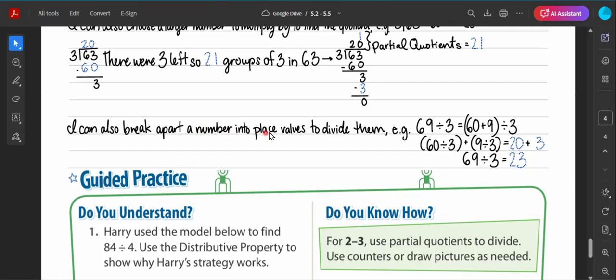I can also break apart a number into place values to divide them. So here's another example, 69 divided by 3. Here we have 60 plus 9, and again divided by 3, adding them up afterwards. 60 divided by 3 and 9 divided by 3. So I have 20 plus 3. And now I have 69 divided by 3 equals 23.